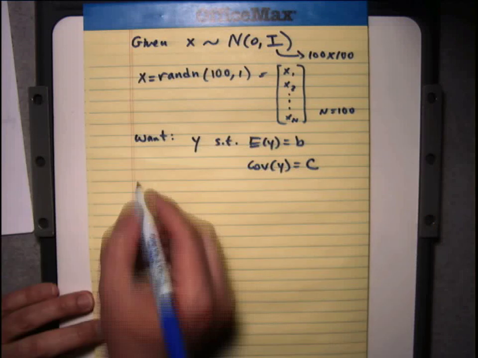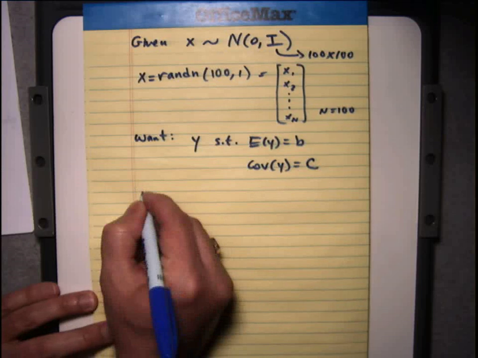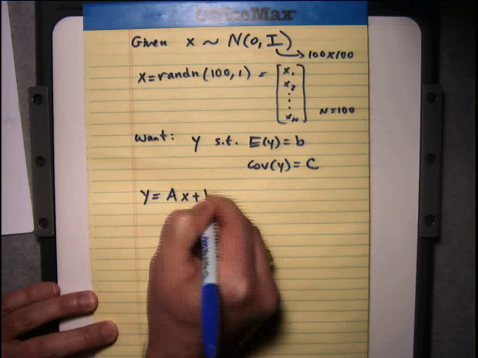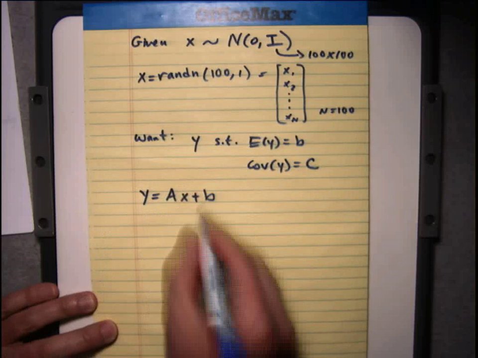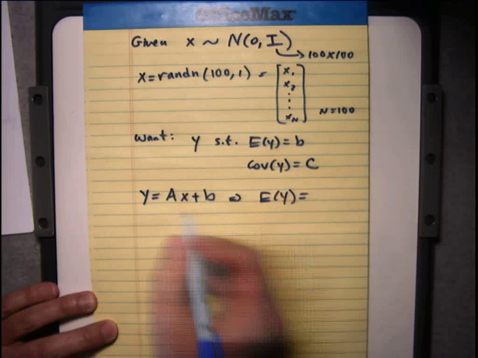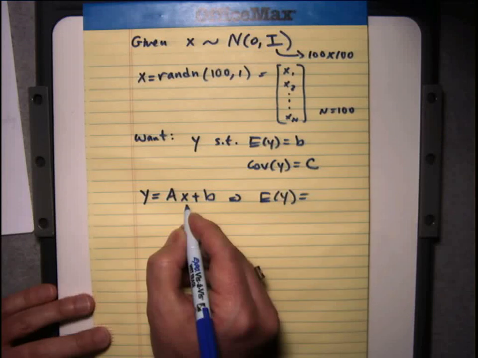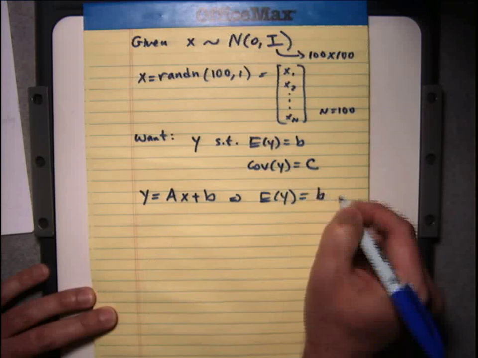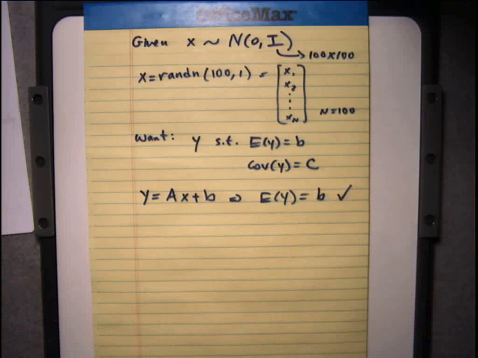Okay? So the way you do it is basically using, again, the similar kind of transformation. You say y equals Ax plus b. So from this, obviously the expected value of y is equal to the expected value of Ax, which is 0, plus b. So this is b, so this part is done. That was easy.